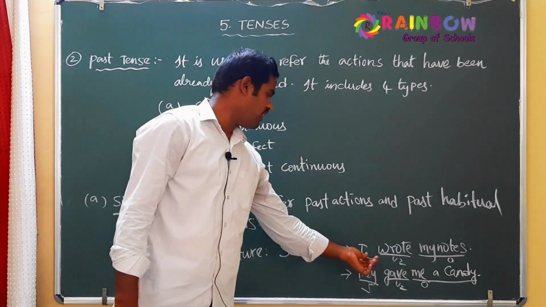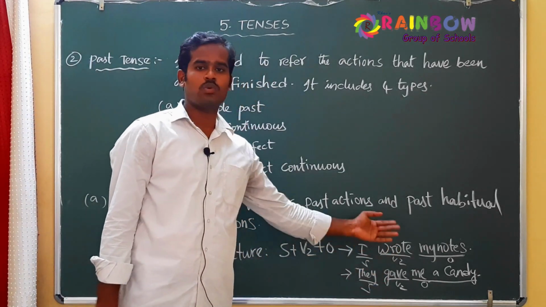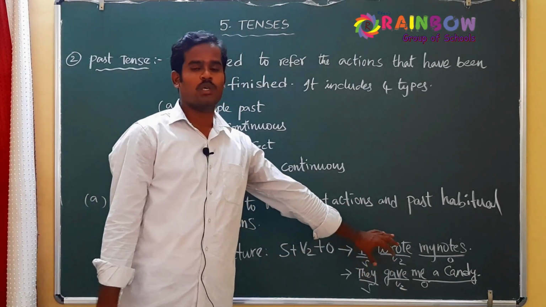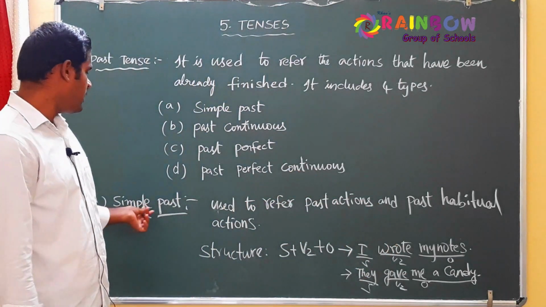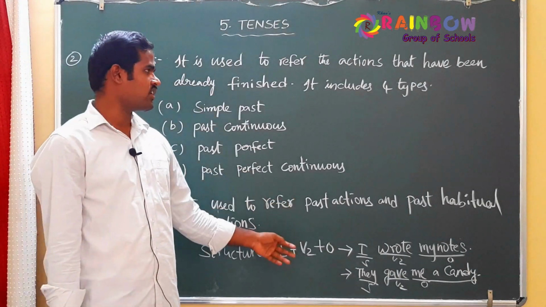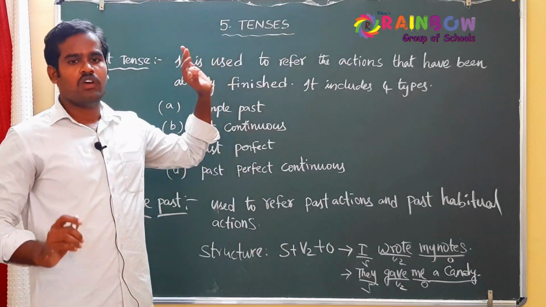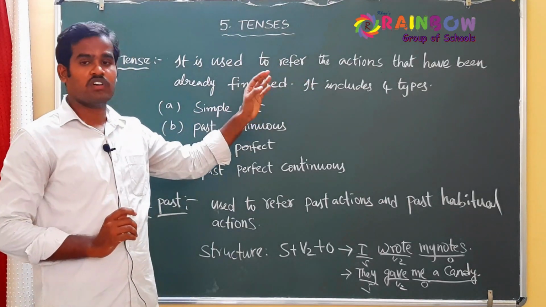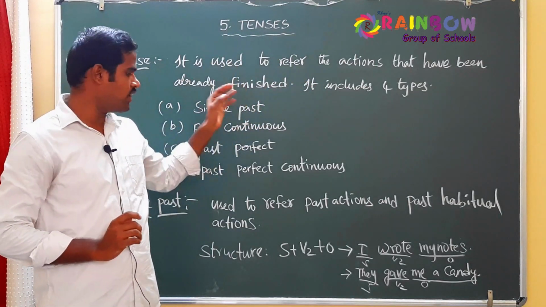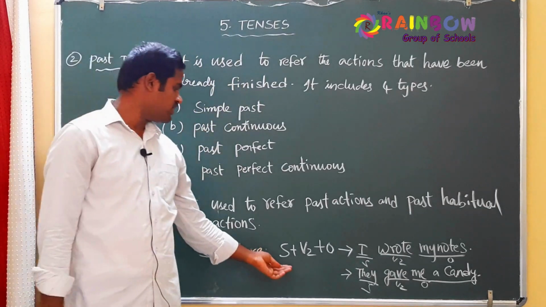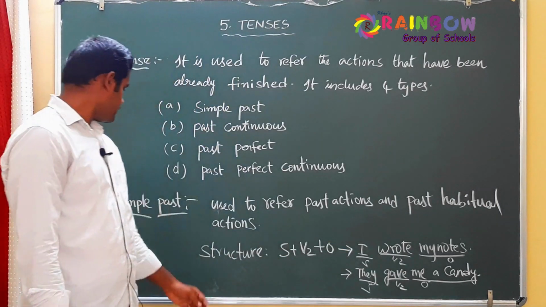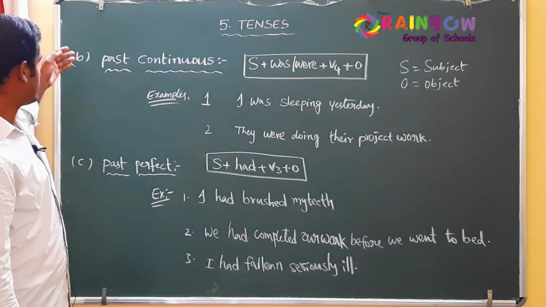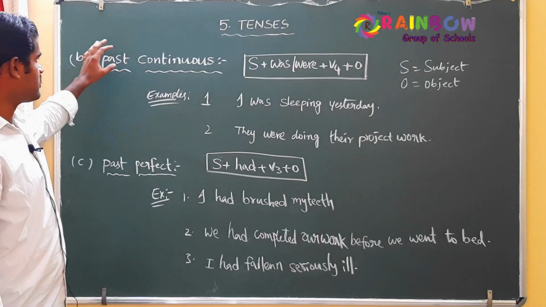Now after identifying the structure, after comparing these two statements with the structure, we can easily say that these two statements are in the simple past tense. So after finishing this topic, the expected outcome, you should not forget, is that we should be able to identify the tense based on the structures. Okay, let us get into the second and third types of past tense in detail.